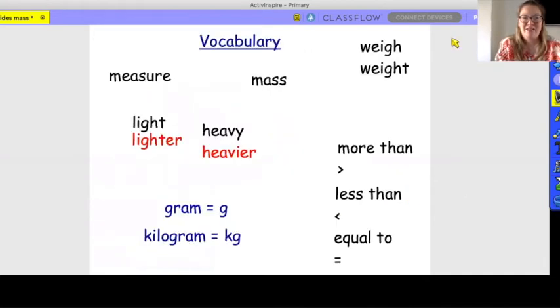Okay, with your adults, I would like you to talk about the vocabulary that is on the screen now. See if you can come up with a definition from each, and if you need to, see if you can use your learning from last week to help you.